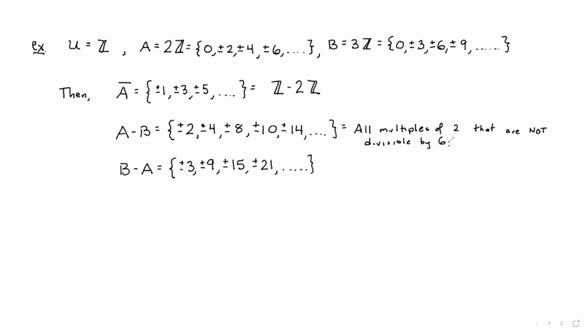Now note, B minus A is not the same as A minus B. B minus A is all the elements in B that are not in A. And what this is now is all multiples of, this time I have to write it as multiples of 3 that are not divisible by 6. Because again, that is the intersection of A and B.